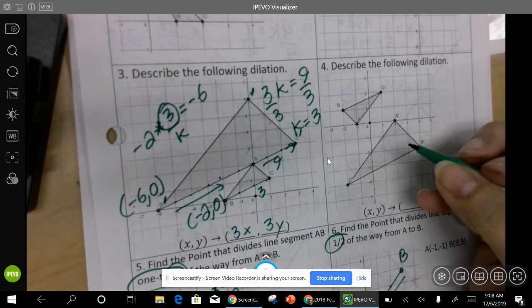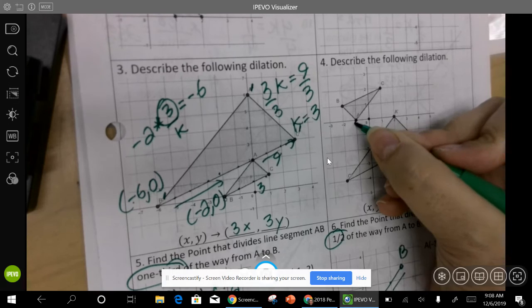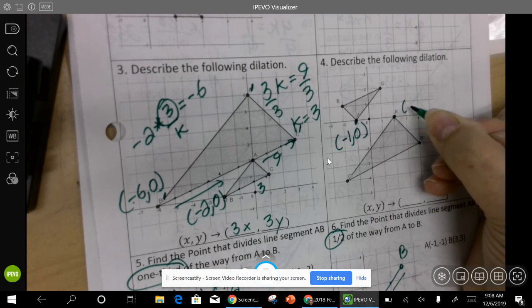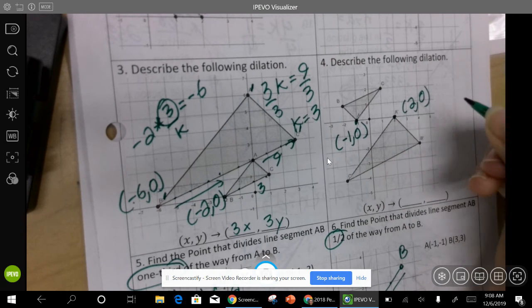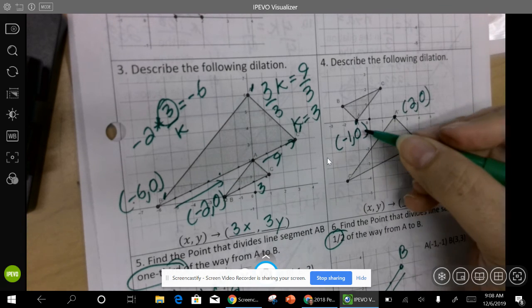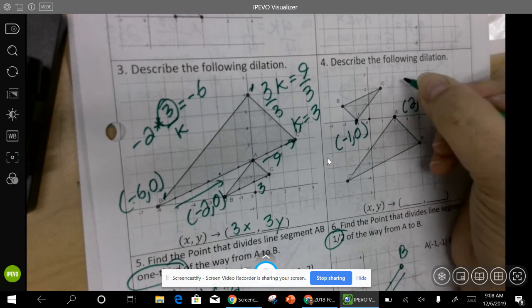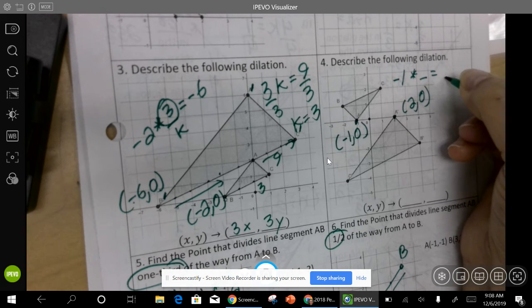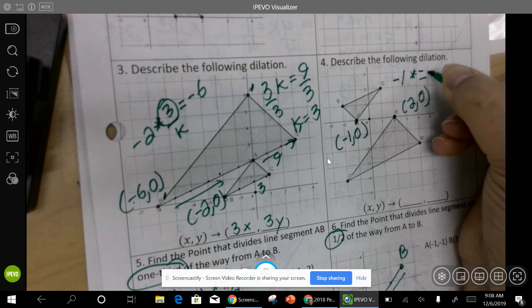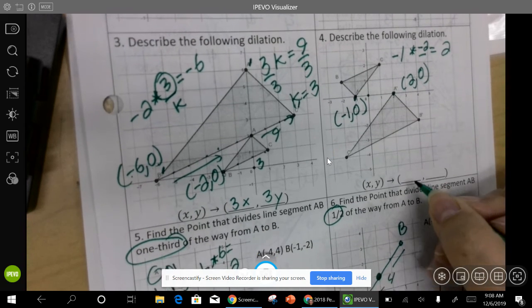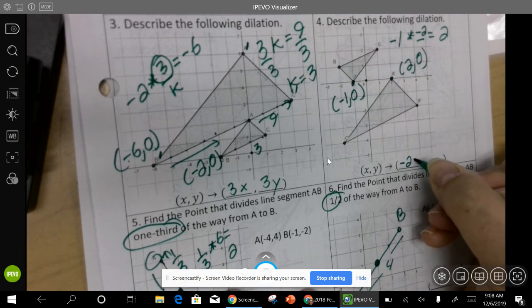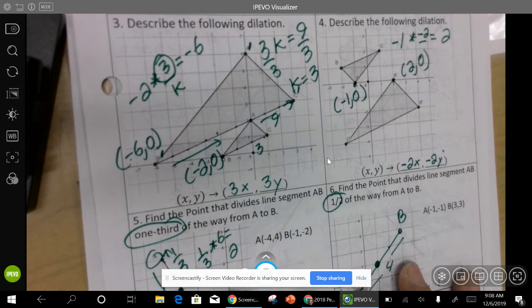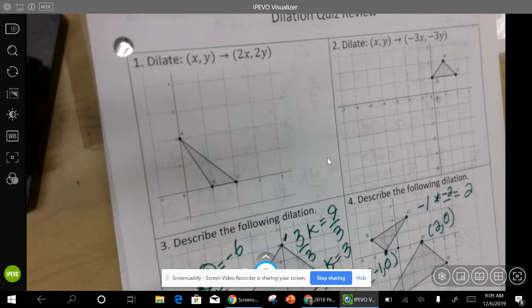So this one, everybody, same thing. So I pick 2 points. Okay, so I picked 2 points on this one, everybody, and I go, okay, so -1 times what is going to give me 2, and it's going to be -2. Negative times a negative is positive, so -2x, -2y. So for both of them, we're multiplying by -2.